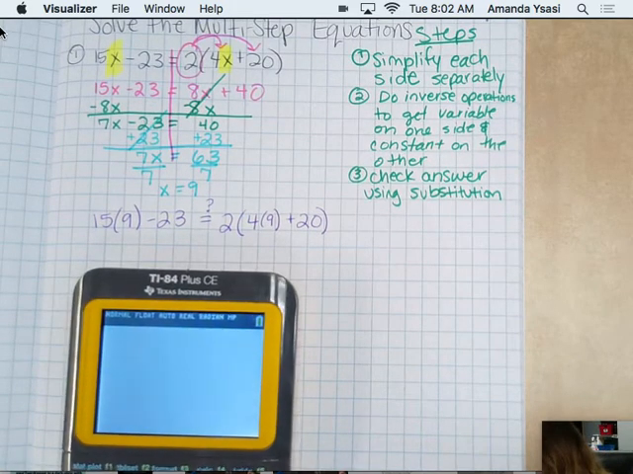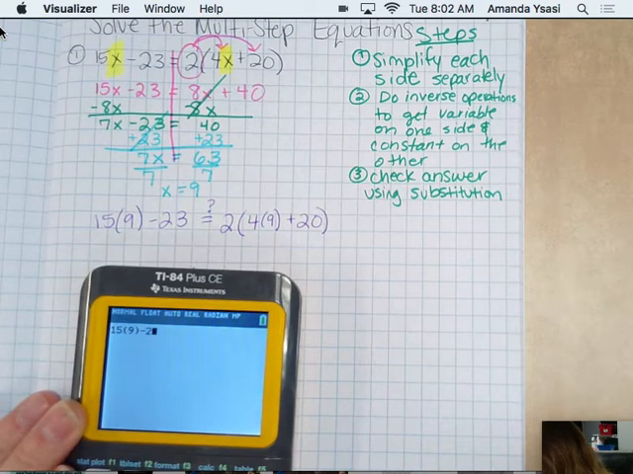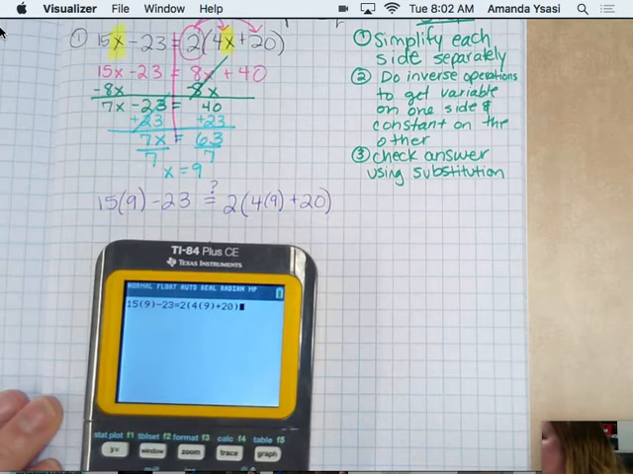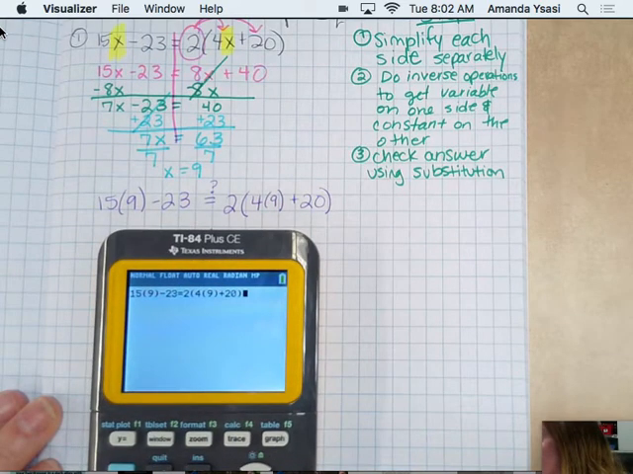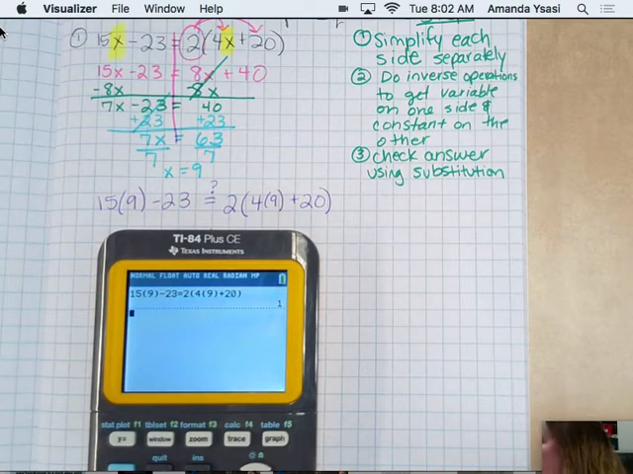Can you? Yeah. So we can do 15 parentheses 9 minus 23. Second math, second math for equal. 2 parentheses 4 parentheses 9 plus 20 close parentheses. I think it was 1. It's correct. Yeah, 0. Okay, so 1 means true. 0 means false. Yes. Okay.